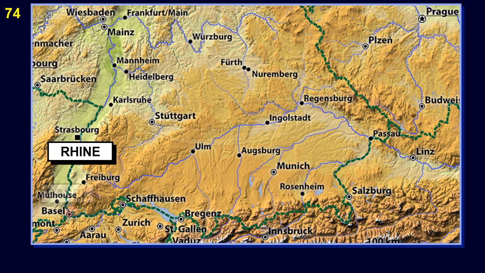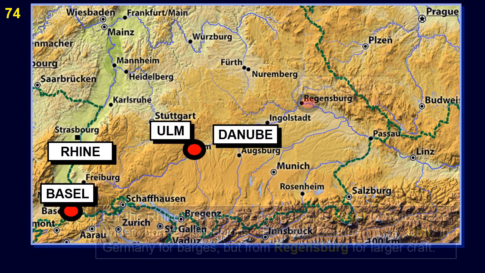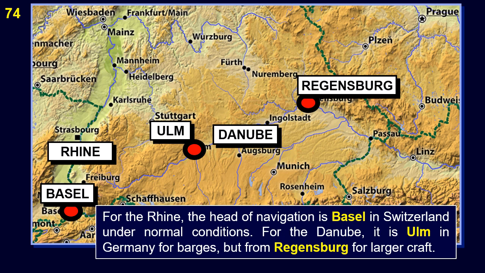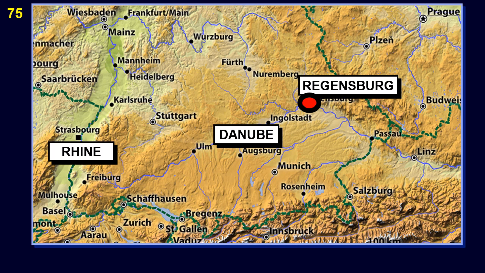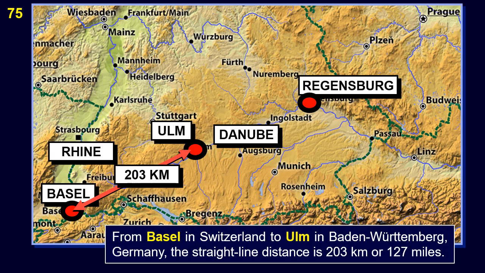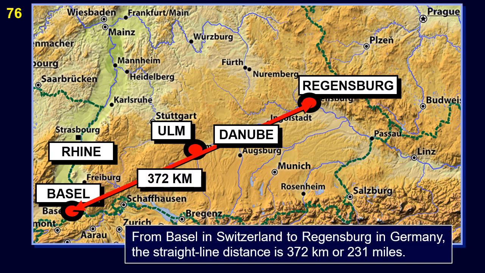For the Rhine, the head of navigation is Basel in Switzerland under normal conditions. For the Danube, it is Ulm in Germany for barges, but from Regensburg for larger craft. From Basel in Switzerland to Ulm in Baden-Württemberg, Germany, the straight line distance is 203 kilometers, or 127 miles. From Basel in Switzerland to Regensburg in Germany, the straight line distance is 372 kilometers, or 231 miles.